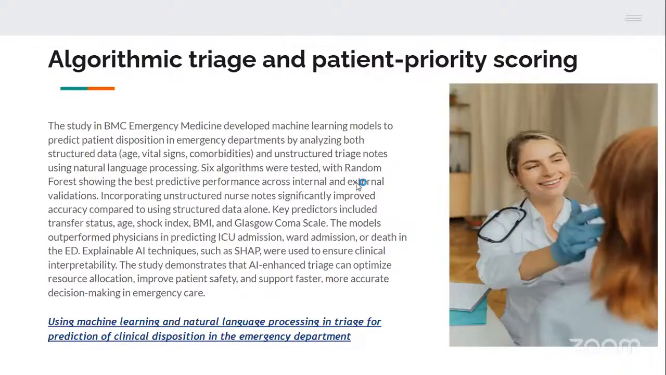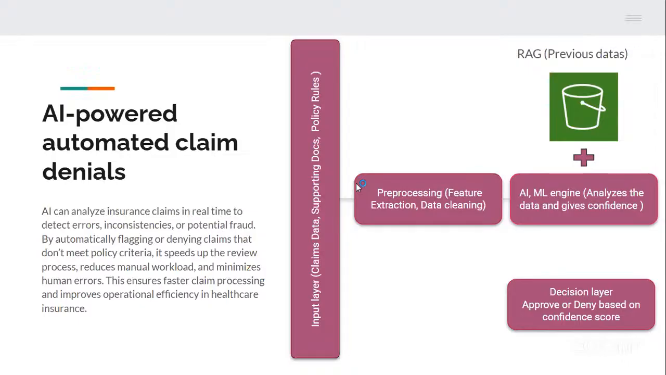Next, our model learns this. We use RAG, where our previous data is present in an S3 bucket, which is a cloud source, and the model can learn from it. Then comes the decision layer, which approves or denies based on the confidence score. It gives a score from 0 to 1, and below 0.5 will be denied, which will be flagged to a manual person. That person can look into this and check it.